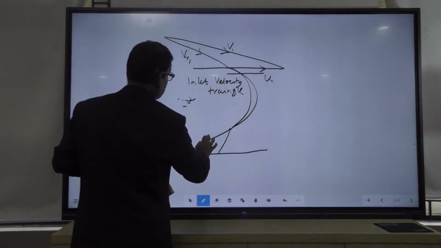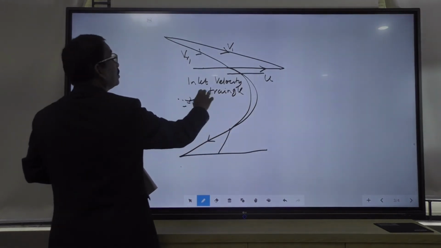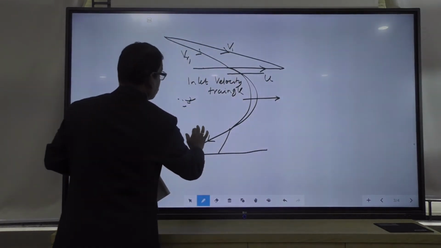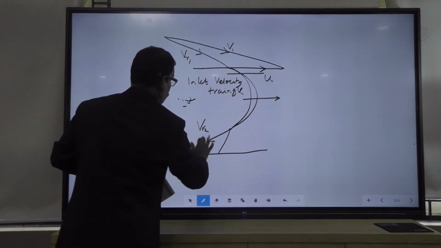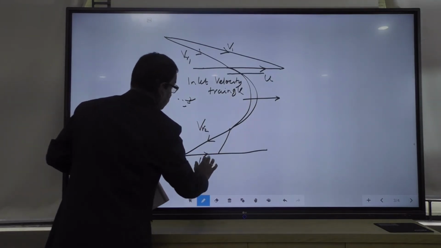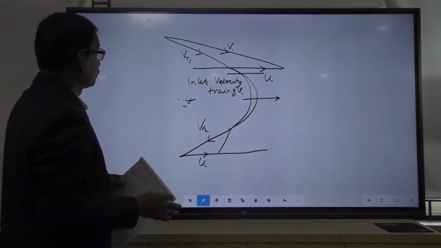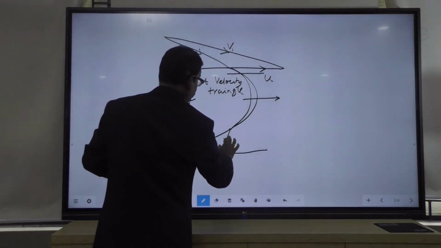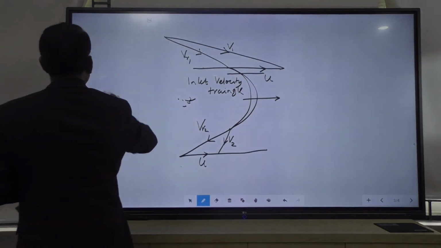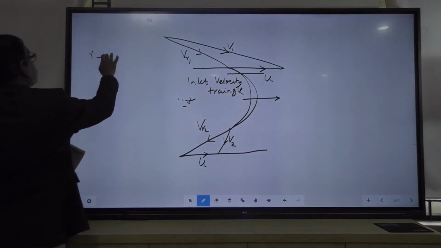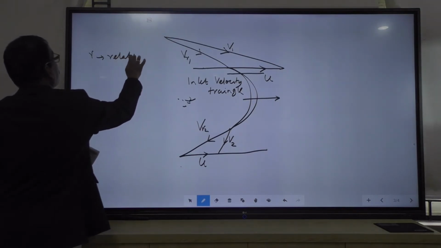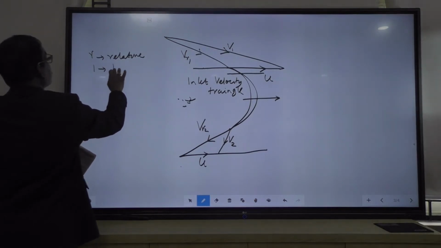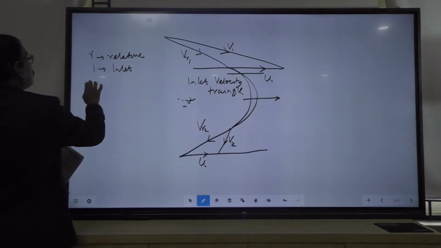So, this is the steam coming out from the blade after doing work. After doing work, the steam comes out with Vr2. The u remains the same, because the blade height is very small, so the linear velocity of the blade is the same. So, this is V2. Here R stands for relative velocity, 1 stands for inlet, and 2 stands for outlet.